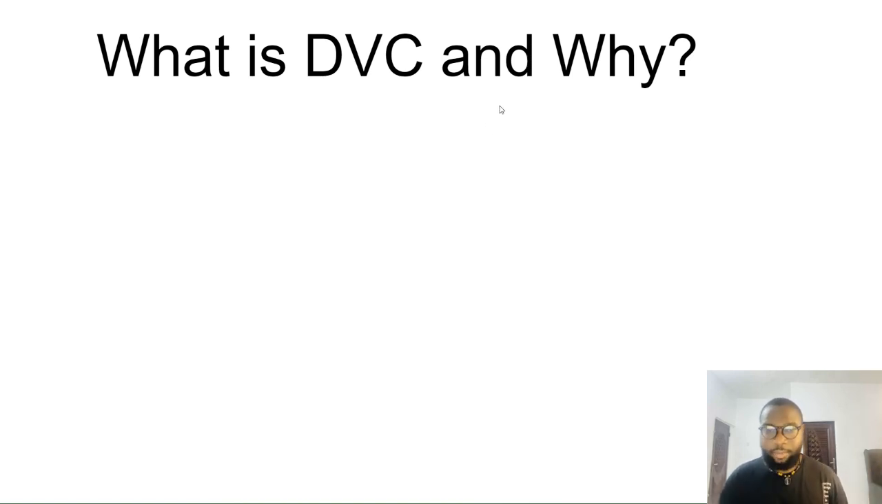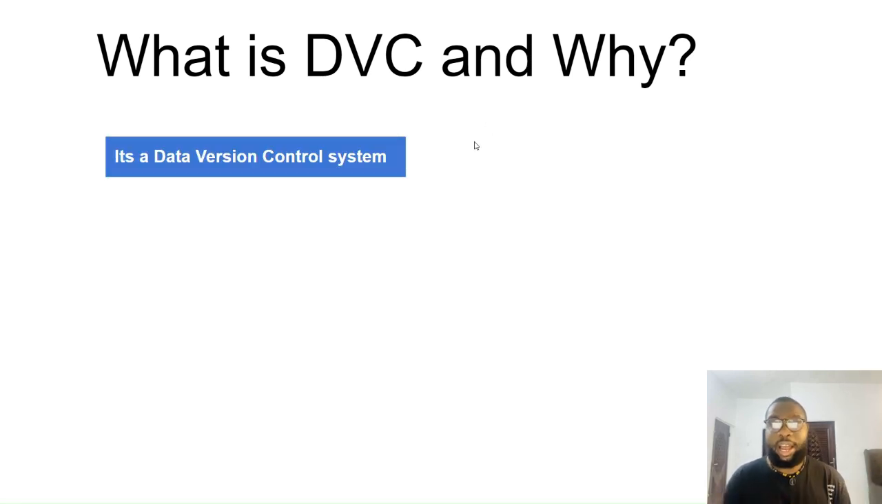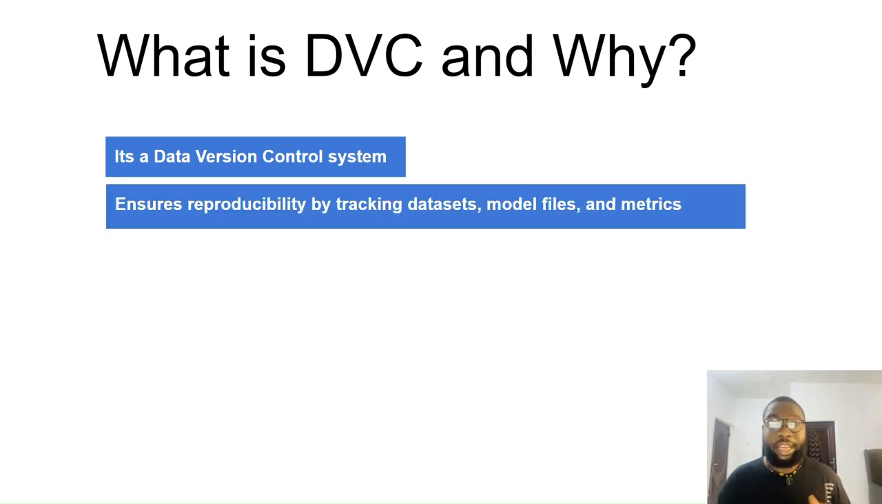And yeah. So on my screen here, the question is, what is DVC and why? It's a data version control system, and it helps us to reproduce our experiments by tracking the data set, the model files, and the metrics, and even the parameters that you use to train the model, right? So this helps us to do that.